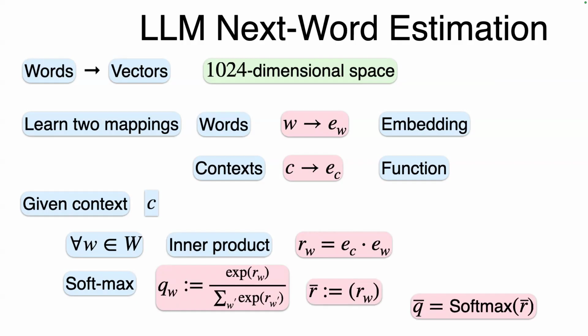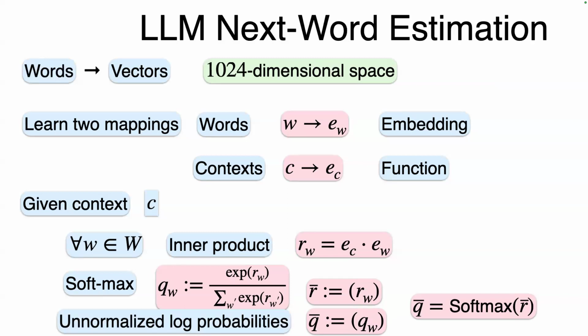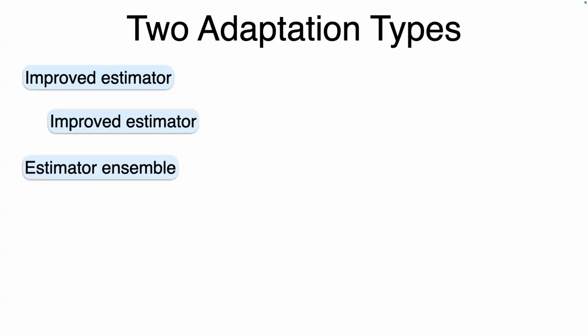So what you can do is let R be the collection of all these products for all words, and Q bar be the collection of all predictions for all words. We can write this in short as saying that Q bar, this Q vector, is the softmax of the R vector. This is what it means. You can think of the RWs as unnormalized log probabilities, and the Qs as the probabilities. Okay, so let's skip this.